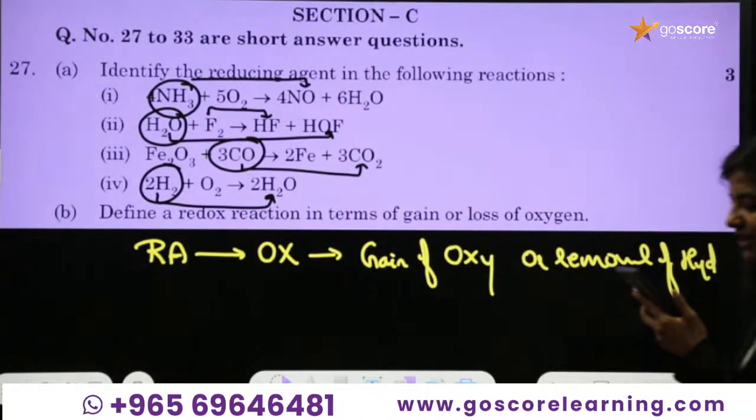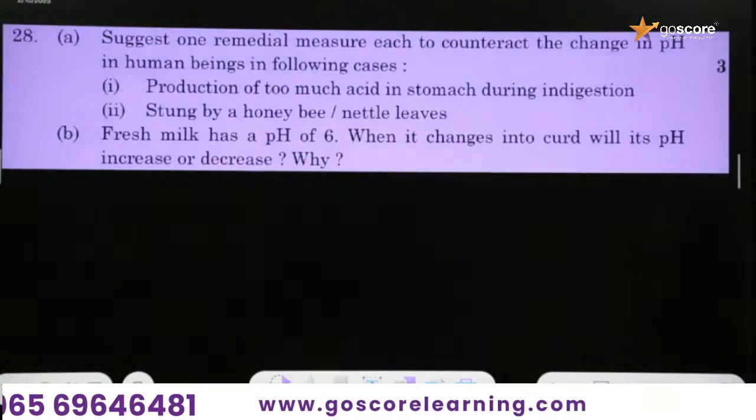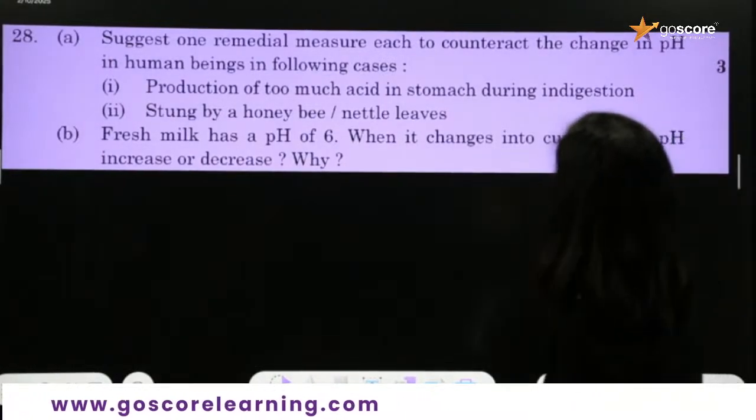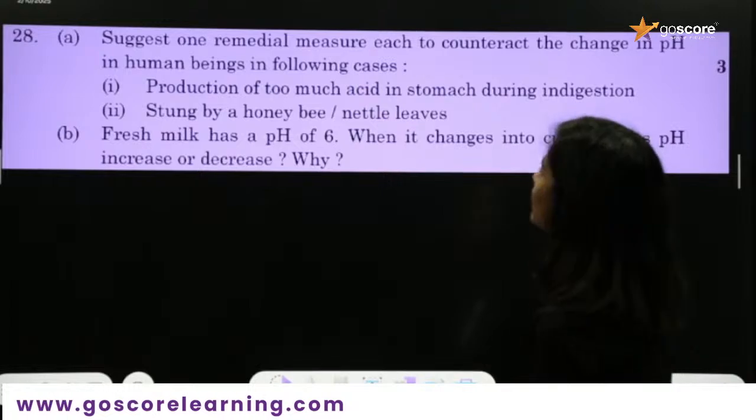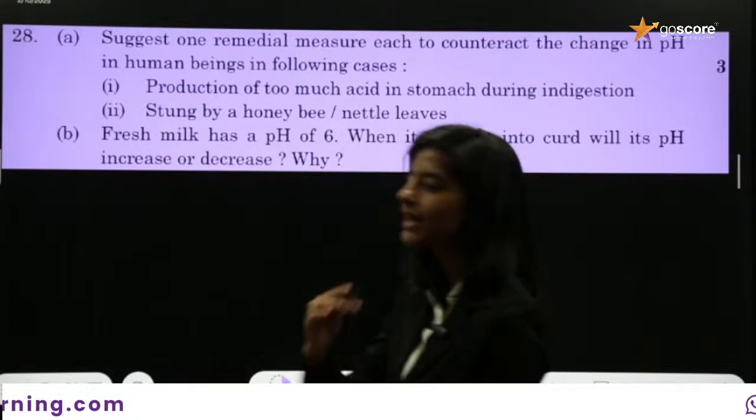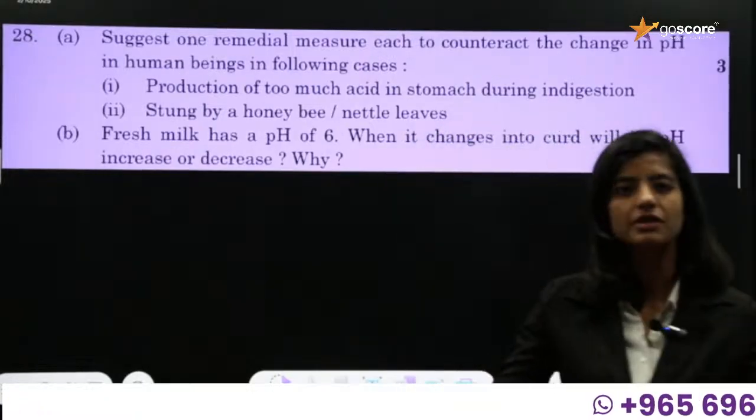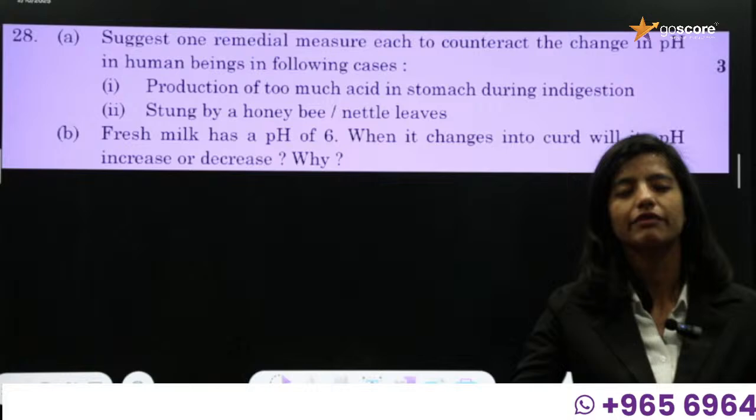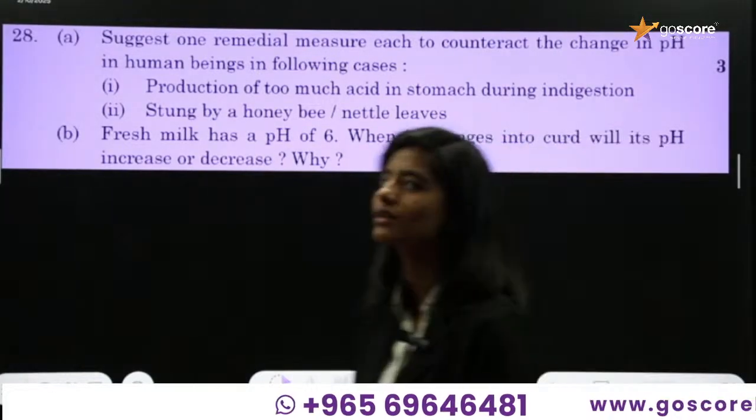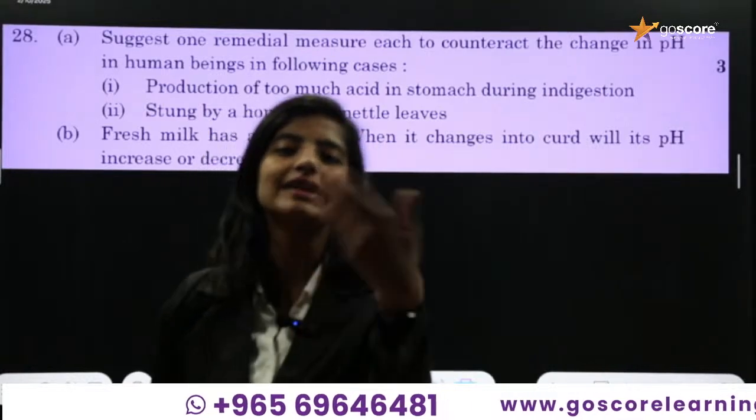Now let's get into the next question. Suggest one remedial measure each to counteract the change in pH in human beings in the following cases. Counteract. So definitely we have to look into the options. Without looking into the option, how are we going to answer that? Production of too much acid in the stomach during indigestion. Excess of acid will be produced.